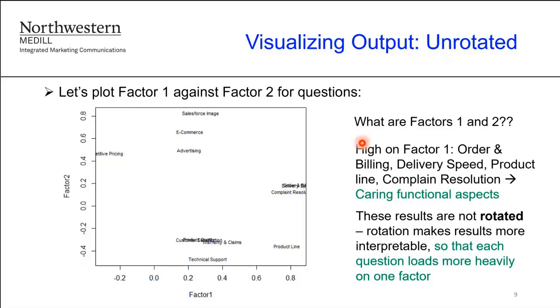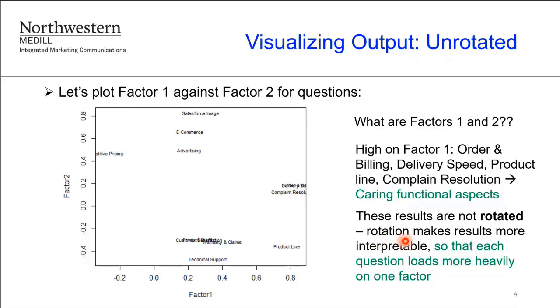So what we can do with this visualization is figure out which variables have high values on each factor, factor 1 and factor 2, and then roughly name the factors. For example, for factor 1, we can name it the functional aspect. By the way, this is the unrotated result, and we will talk about the rotations in the next slide.